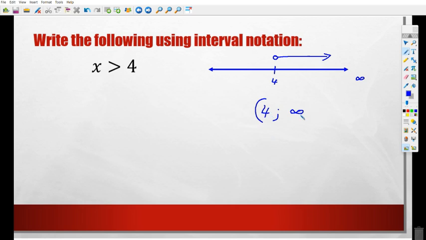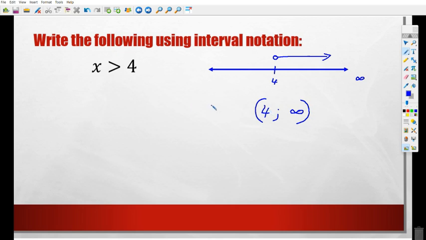Can you ever reach infinity? Is there a specific numeric value for infinity? Are you ever going to get there? No, I'm never going to reach infinity. So am I ever going to include infinity? No, because I can never reach it. It goes on forever. So it's never going to include infinity, so I'm also going to have a curly bracket. Then I want you to draw this fancy little symbol here.